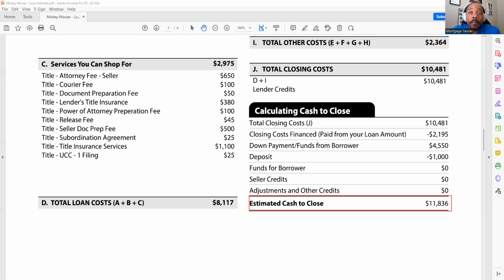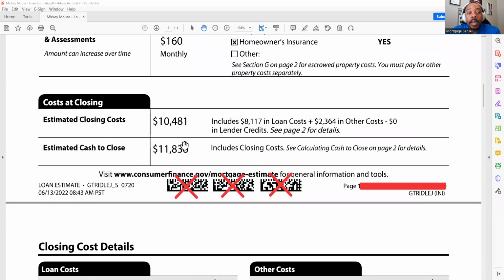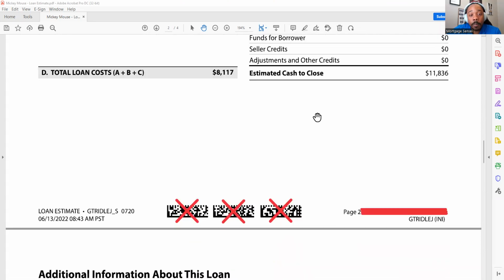Now, if we go back, it's the same number that we see here, right? But if you take into account the fact that your upfront mortgage insurance premium is credited to your cash to close or added to the loan at closing, and then your down payment, which is not reflected in the estimated closing costs, it starts to make sense why your cash to close is higher than your estimated closing costs. All right, so that's the end of page 2.